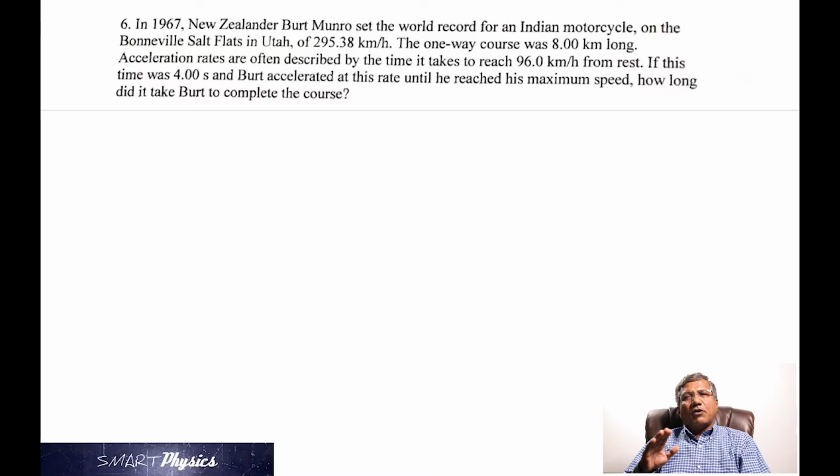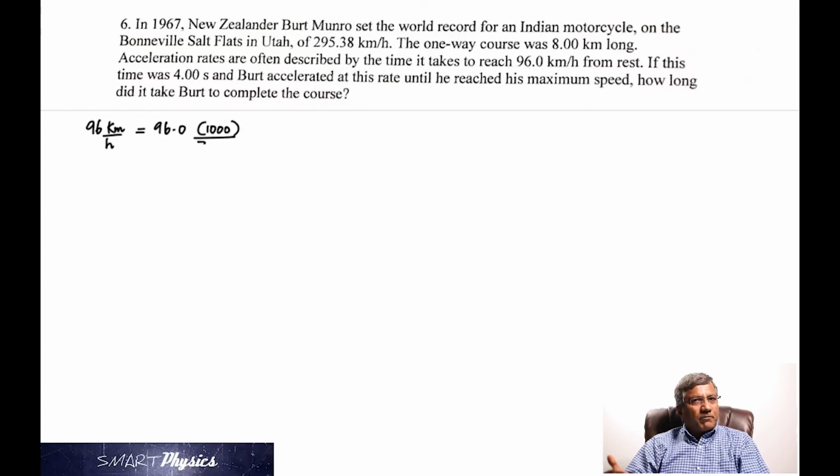First of all, you see that all the units in this question are messed up. You cannot work out the problem in kilometer per hour. You've got to change it into meter per second. So to find the acceleration first, we've got to change 96 kilometer per hour into meter per second.